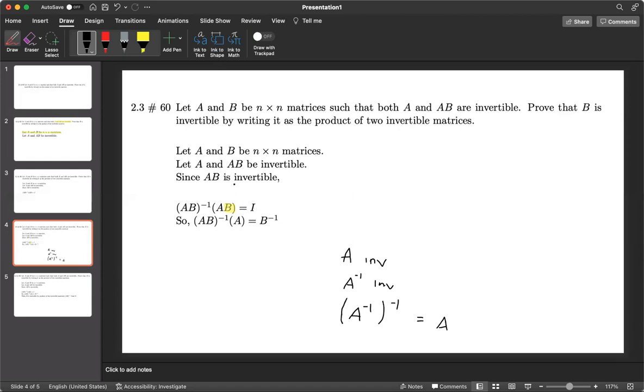But I wasn't sure if I could say that because I knew that I had to write it as a product of two invertible matrices. So I didn't think that was the way to solve it. So I wrote it down like this because I think that's also equivalent.